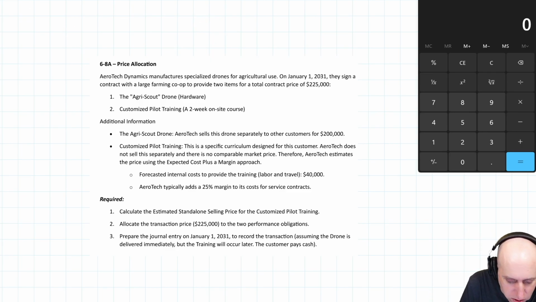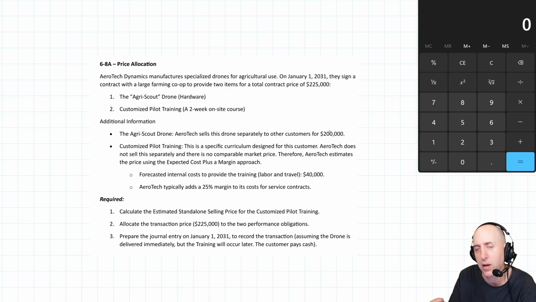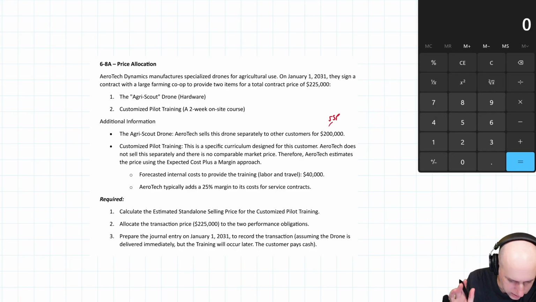AeroTech Dynamics manufactures specialized drones for agricultural use. On January 1st, 2031, they signed a contract with a large farming co-op to provide 2 items for a total contract price of $225,000. The AgriScout drone, which is hardware, and the customized pilot training, which is a 2-week on-site course. So the AgriScout drone, AeroTech sells separately to other customers for $200,000. So there is a market price for this. There is a standalone selling price.